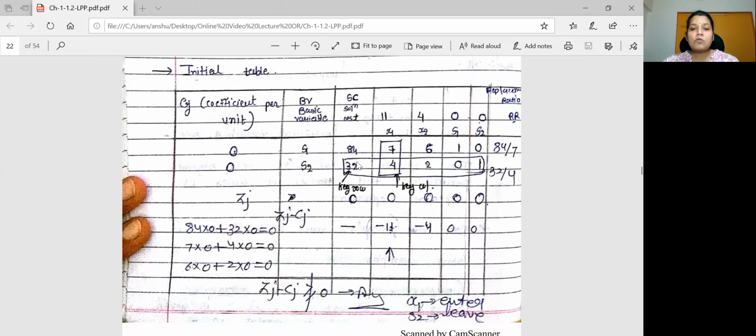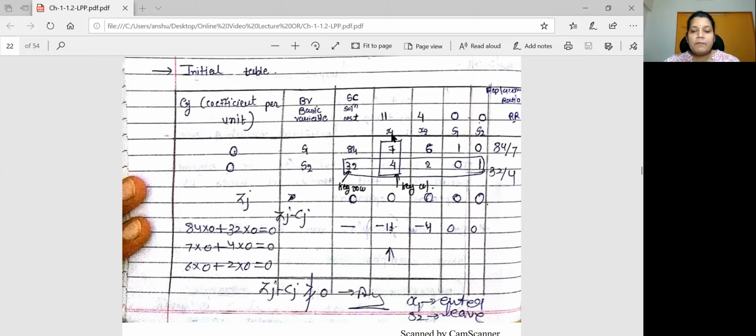Okay. So we write the zz equation. How do we find the zz equation? First, in our solution constant column: 84 into 0 plus 32 into 0. See here, 84 into 0 plus 32 into 0 is equal to 0. Then we write zz as 0.